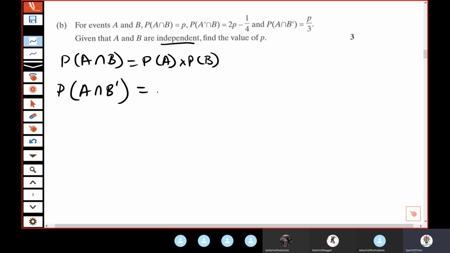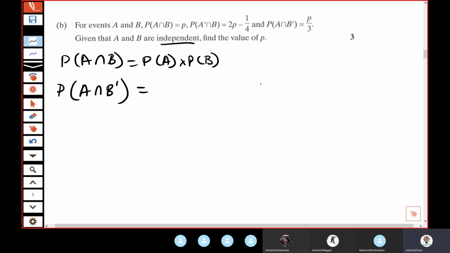Probability of A and not B. Hold on. 1 minus probability of B is not really probability of A, because they're combined. So we should do that. Let's see. Hold on. Probability of A and not B. I'm thinking 1 minus that could be right.